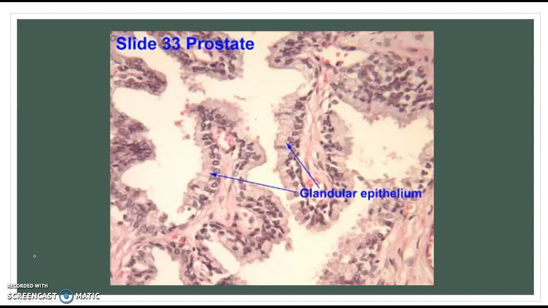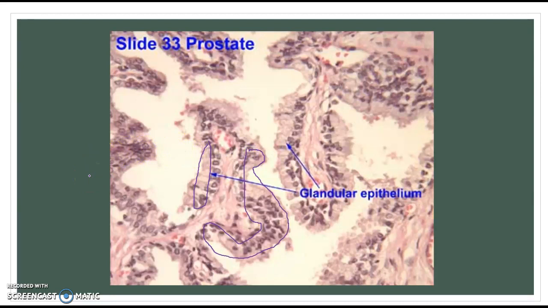Okay, and this is a picture of the prostate. That's one of the male sex organs. And within this prostate, you can see here's a bunch of glandular epithelium that's going to help secrete and make hormones like testosterone.